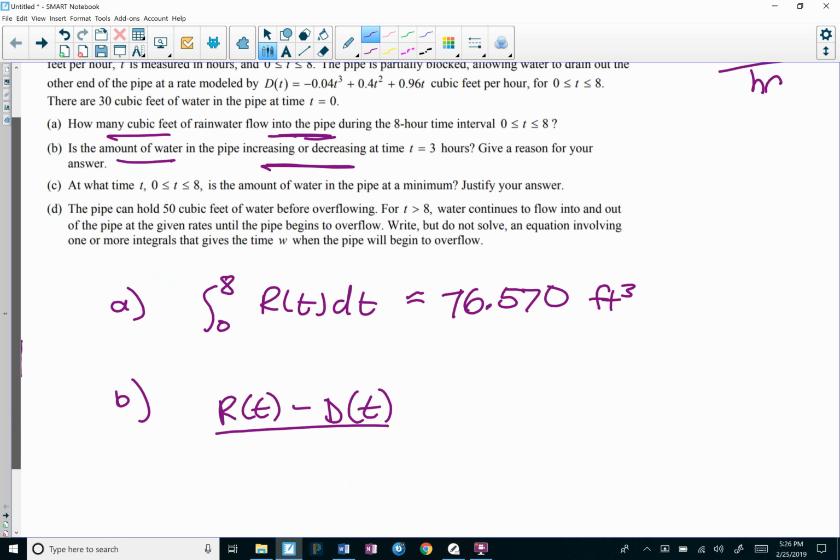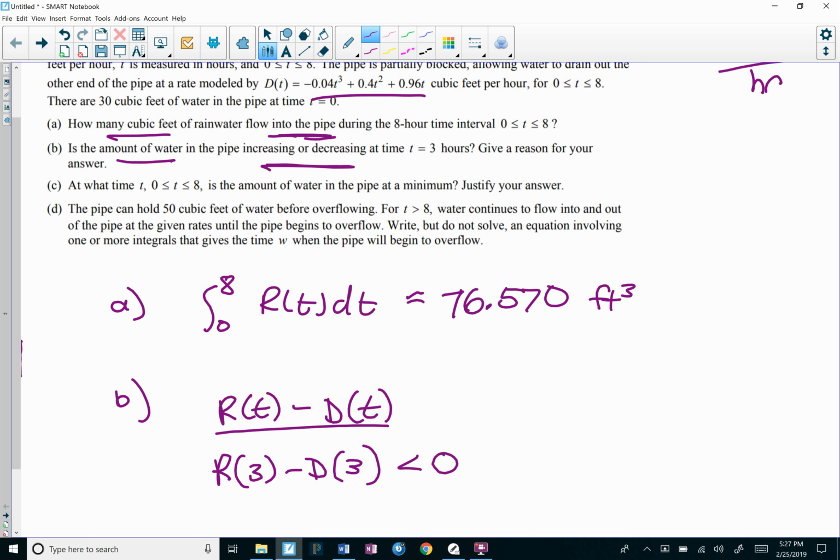So I'm going to plug in 3, R of 3 minus D of 3. I'm going to type those both in my calculator. No derivatives, nothing, just literally plug and chug. And I find that I get a negative number, so it's decreasing. Now it says give a reason for your answer. I did. That's right here: the rate at 3 is negative.